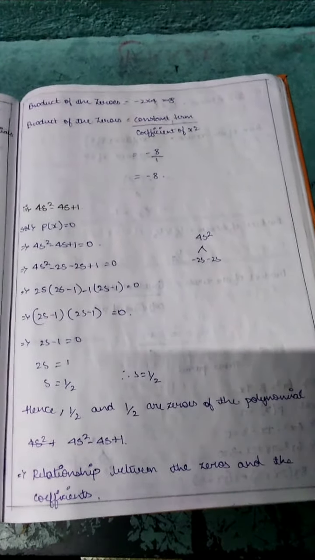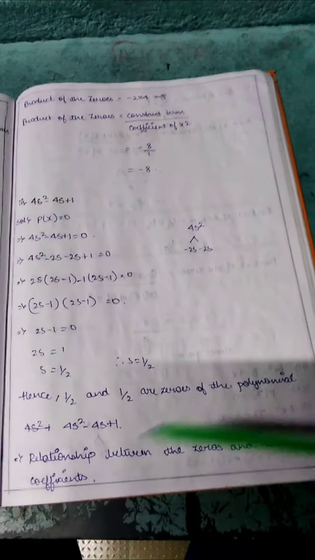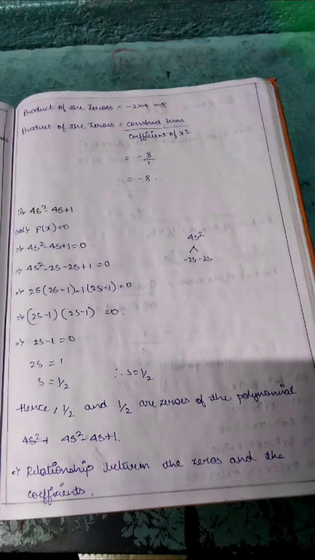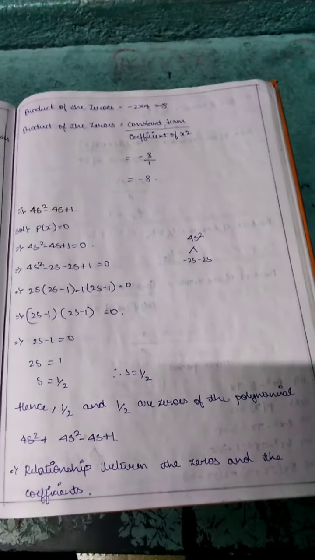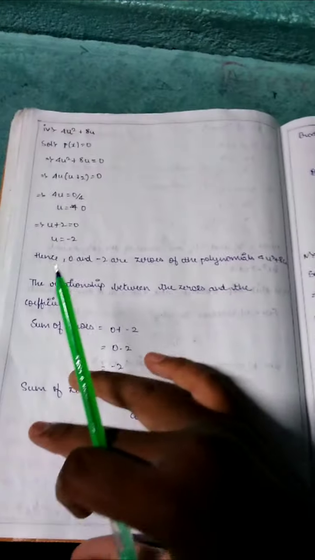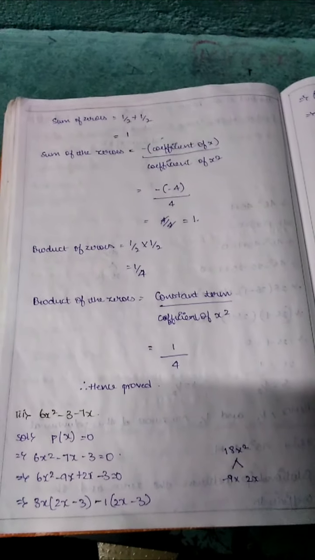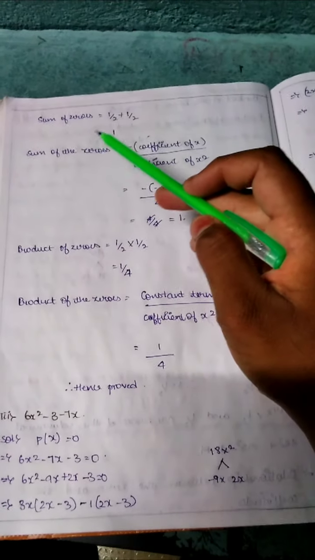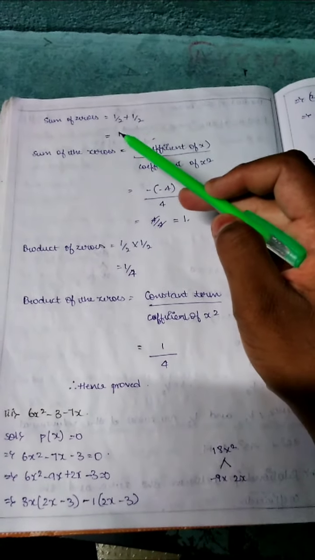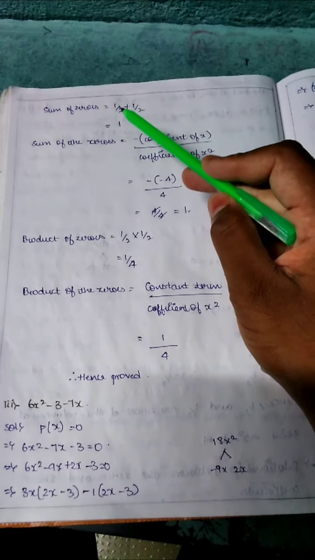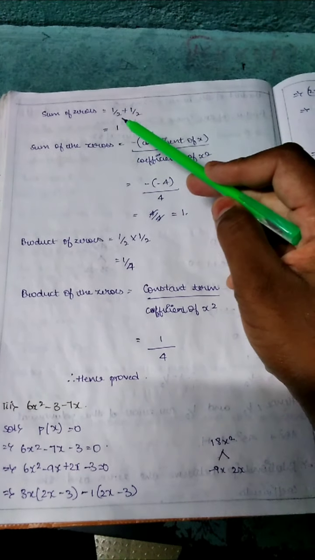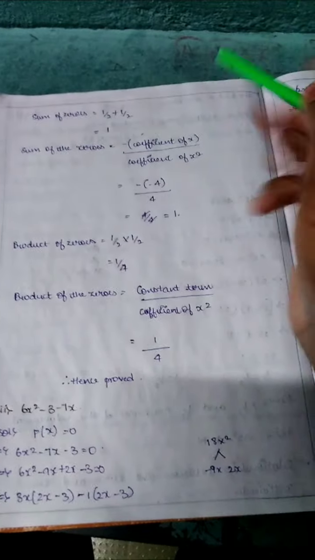Hence, 1 by 2 and 1 by 2 are the zeros of the polynomial 4s square minus 4s plus 1. So we have to find the relationship between the zeros and the coefficients. As I said, we have the formula, and by using the sum of zeros we'll verify it. So sum of zeros is equals to 1 by 2 plus 1 by 2, and 1 by 2 plus 1 by 2 is 1.